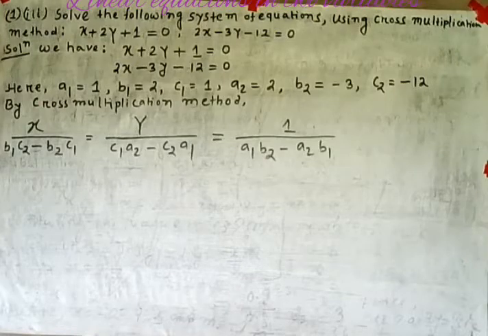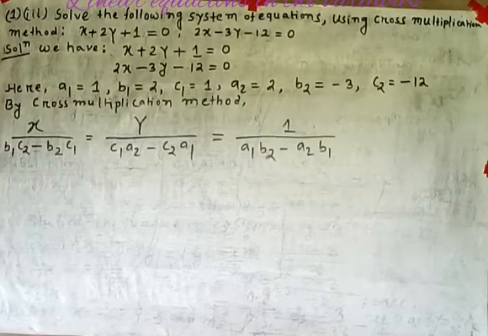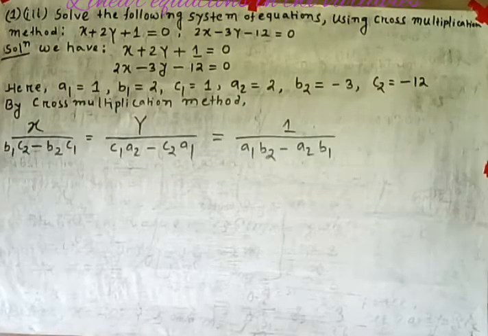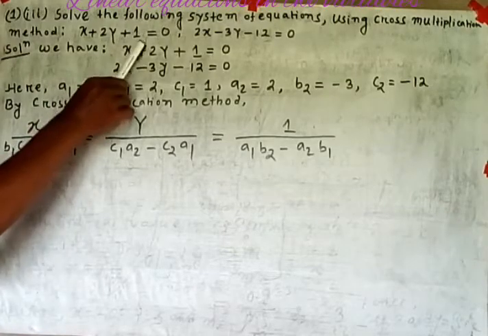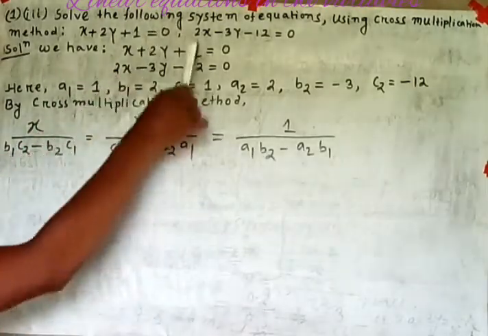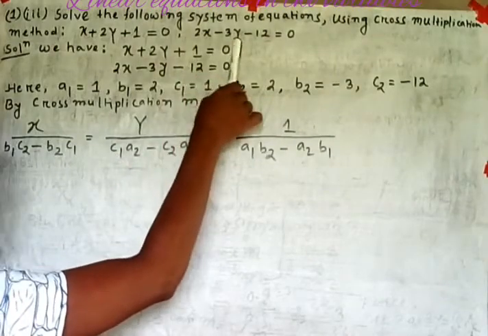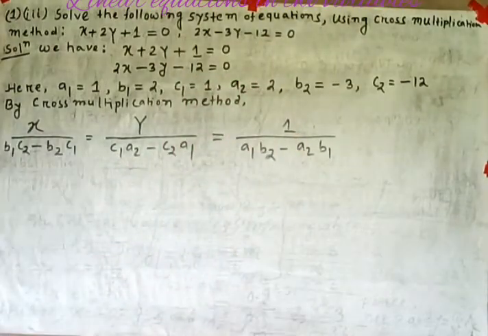Today we are going to solve this question. The question is: solve the following system of equations using the cross multiplication method. x plus 2y plus 1 equal to 0. The other equation is 2x minus 3y minus 12 equal to 0.